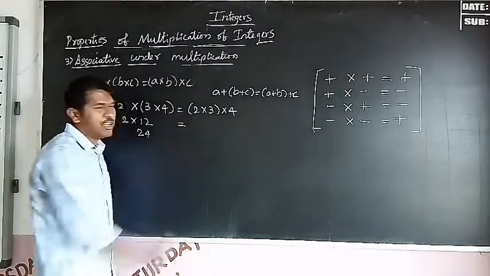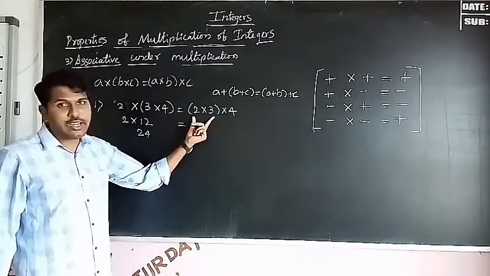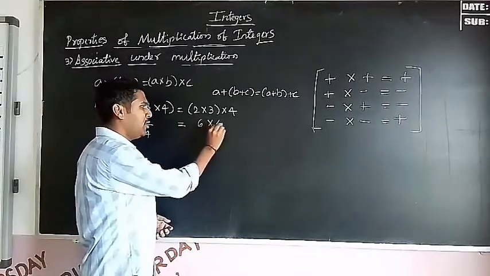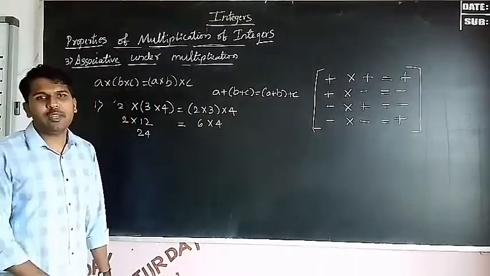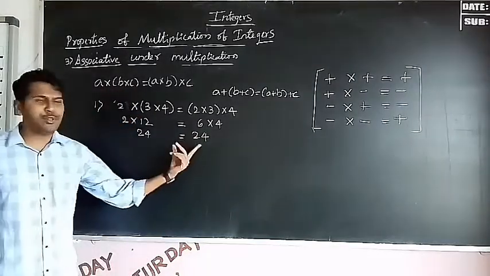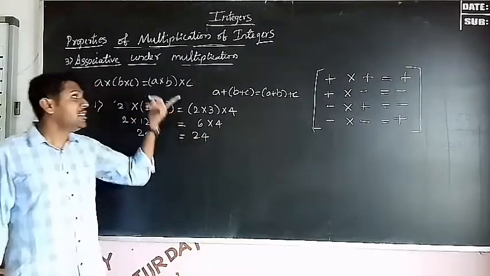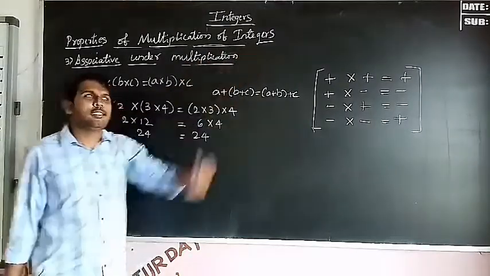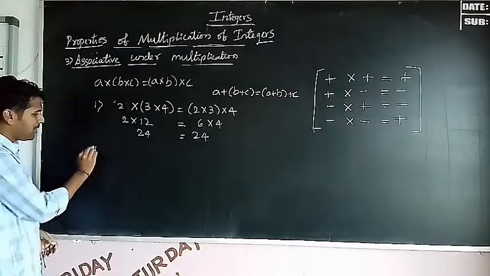So let's take the right hand side. First solve the bracket: 2 into 3, 2 threes are 6, into 4. 6 fours are how much? 24, no? So here LHS equals RHS. That means multiplication holds for integers. So in general, how to write this?